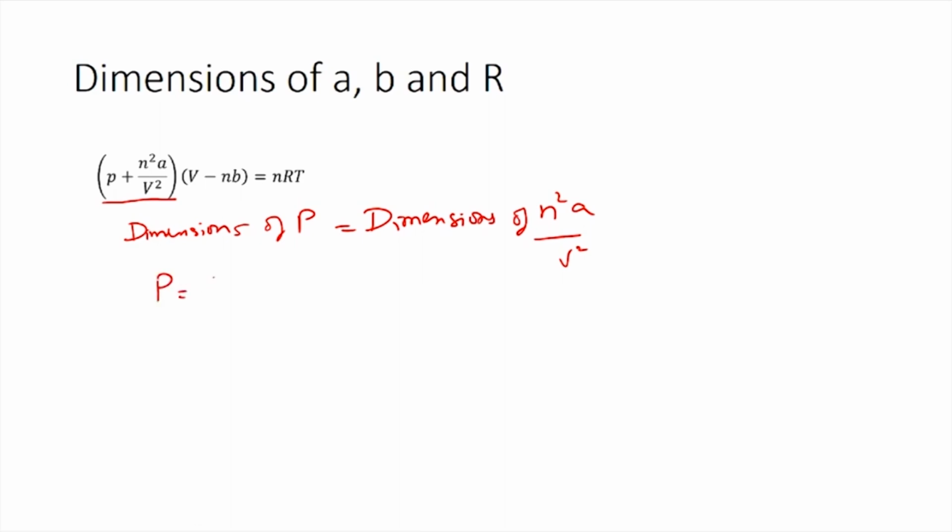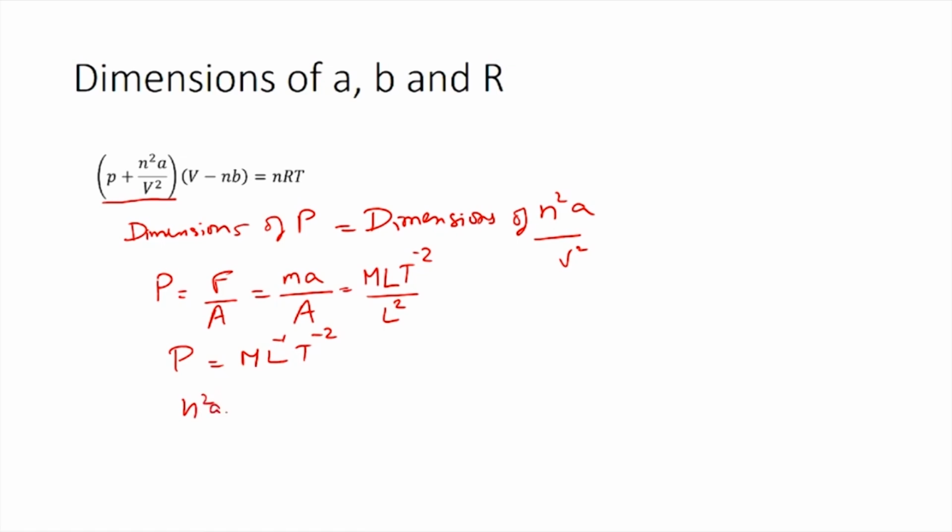Pressure is defined as force divided by area, and force is defined as mass times acceleration. So, now using this, the dimensions for mass is m, dimensions for acceleration is L t power minus 2, and dimensions of area is L squared, thereby the dimensions of pressure is m L minus 1 t minus 2. So, this means the dimensions of the term n squared A divided by V squared would also be equal to m L minus 1 t minus 2.